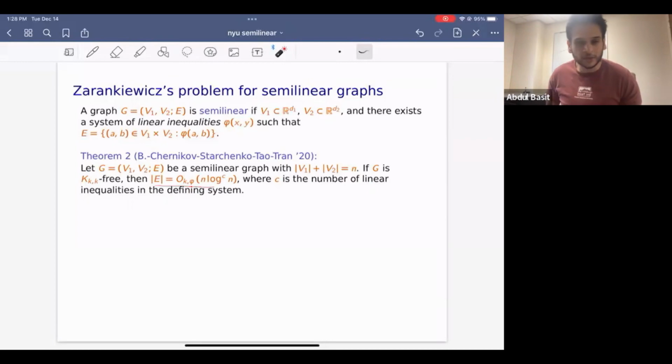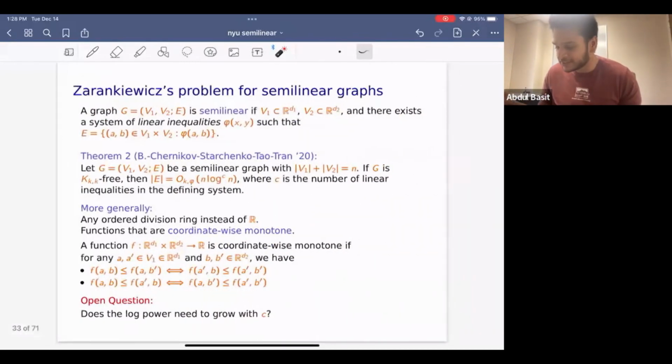Something we're not sure about, so let me talk about this open question. Does this C need to depend on the number of inequalities? Is there a bound independent of it? Can the power of the log be made independent of the number of inequalities? I'm not sure what the answer to that question should be. But again, if you have a semilinear graph with C equations, you can get this bound.